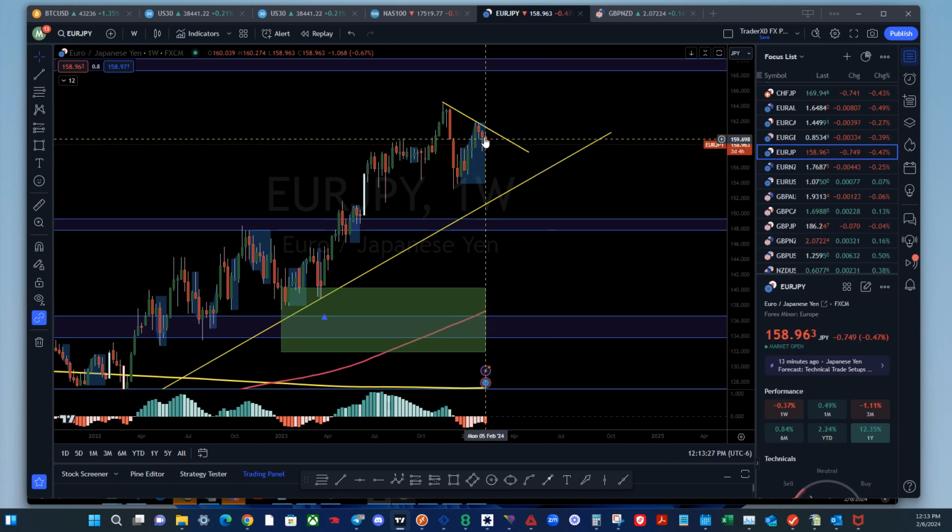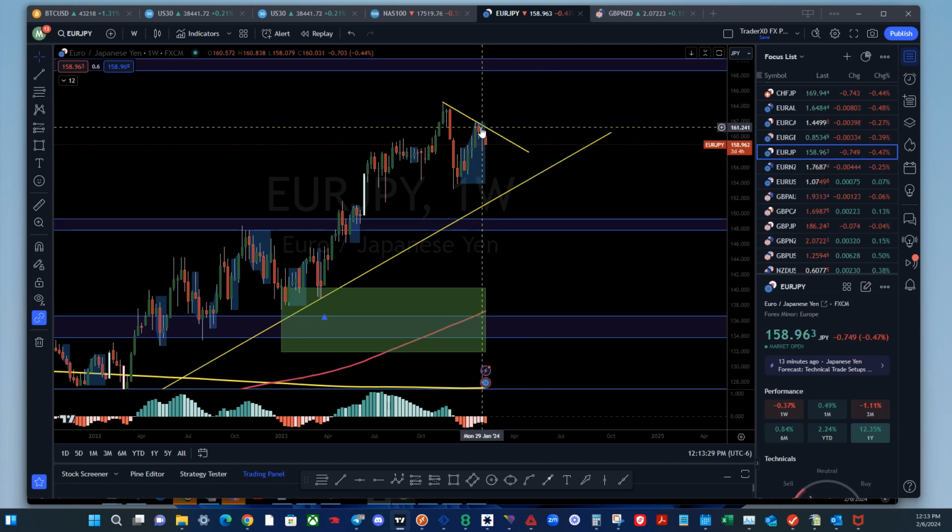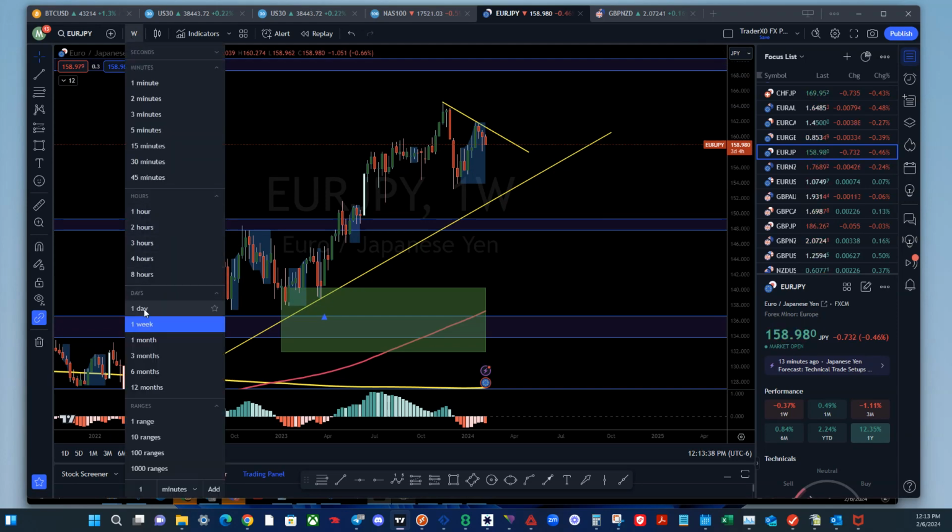So from here to here, what are we doing now? The past 3 weeks, this thing has been in a downtrend. We're looking to go down. Okay, go down to the daily, and you can see clearly on the daily.